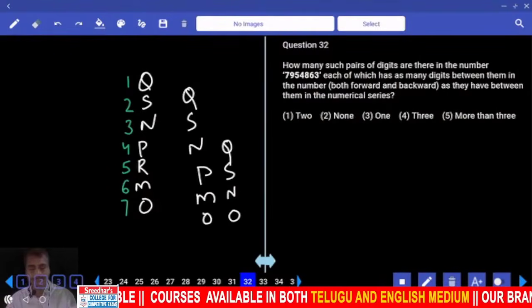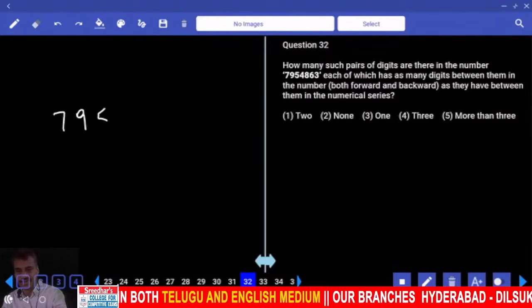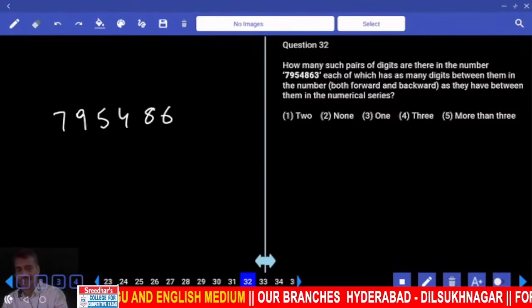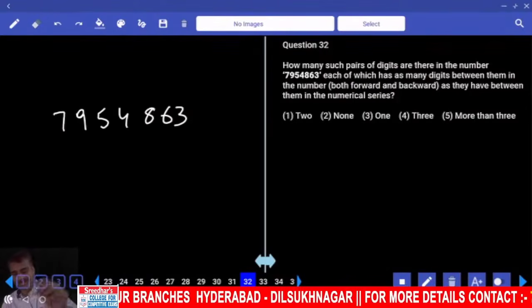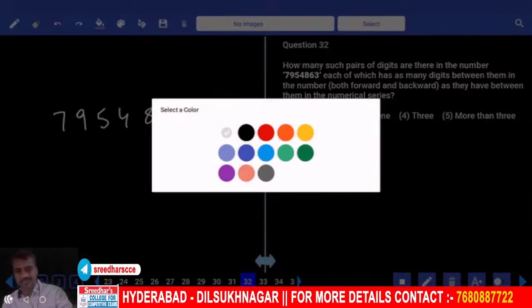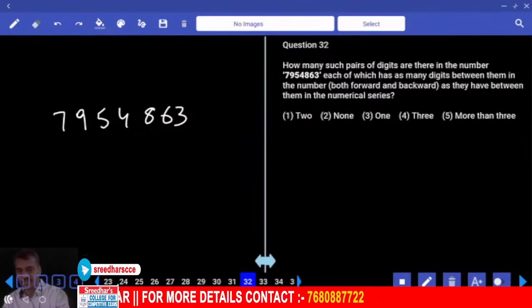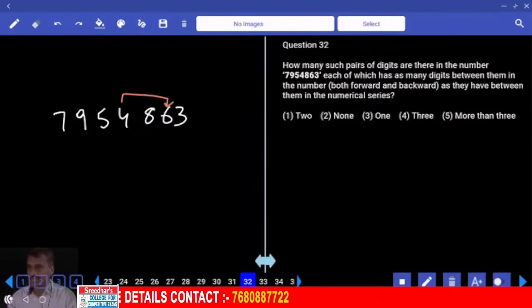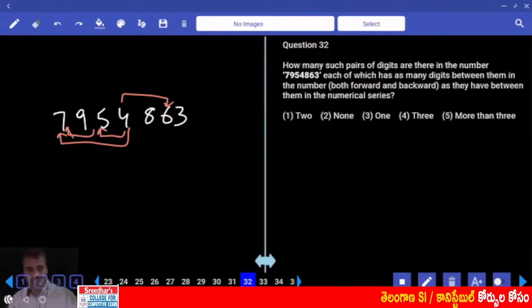Then 31, then 32. Now what is the number we have? 7954863 is the number. Now here, how many such pairs are there? We need to find out the pairs in this one. Tell me how many pairs there are. Then 7, 9, 5, 6, 7, 8, 9, 4, 5, 6. In the forward direction there is only 1 pair. And in the reverse 3, 4, 5, 6, 7, 8, 9, 6, 7, 8, 9, 8, 9, 4 and 5 there are pairs. And 4, 5, 6, 7, and 5 and 7, so more than 3 is the choice.